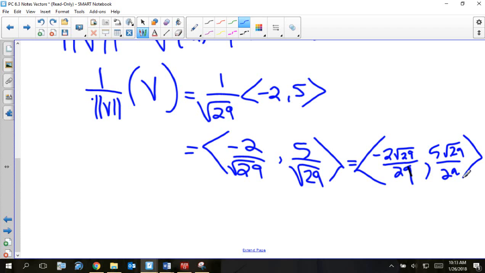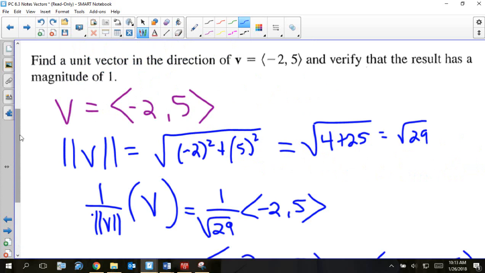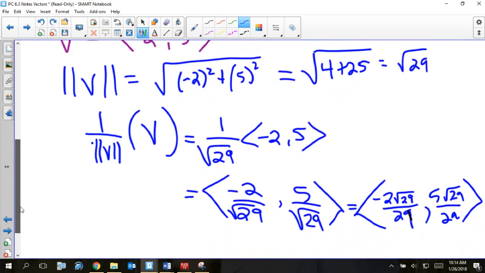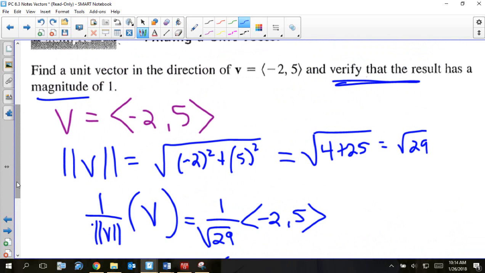Has a magnitude of 1. So to show that this really is a unit vector, we're going to find its magnitude to prove that it really does have a magnitude of 1. No. We found the magnitude of the original one, and then we used that to find the unit vector in the same direction. And then it says verify that the result has a magnitude of 1. So what we just did was find the unit vector. Yeah. This is the unit vector. Not magnitude. Well, we found the magnitude of the original vector to find the unit vector.